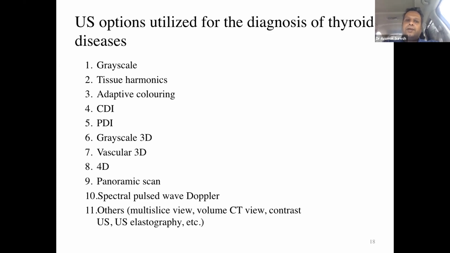We will already know there's something called a gray scale. That is a very basic scale. Then tissue harmonics, that is one new thing that has come up. Then adaptive coloring, because adaptive coloring and tissue harmonics are very, very important in isoechoic and hyperechoic nodules, because margin assessment is very important in thyroid nodule assessment. If you're using tissue harmonics or adaptive coloring, in an isoechoic nodule we can very well make out the margins clearly.